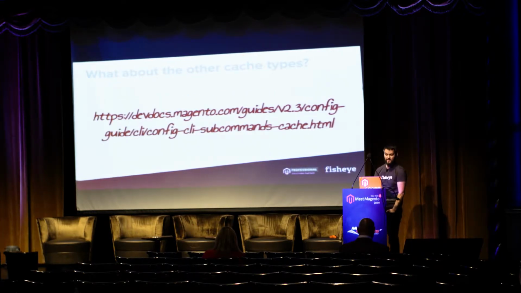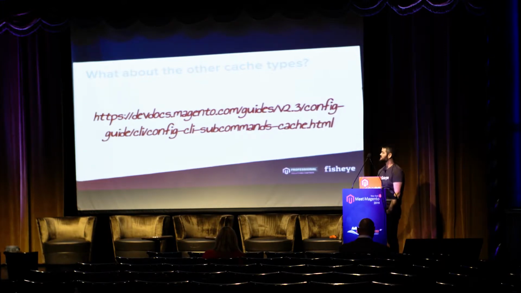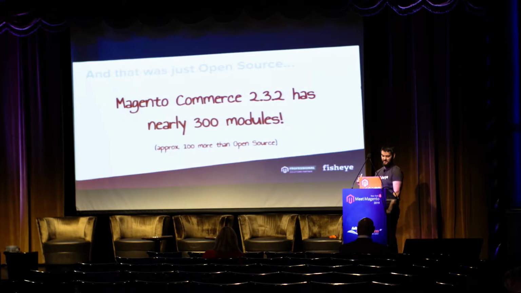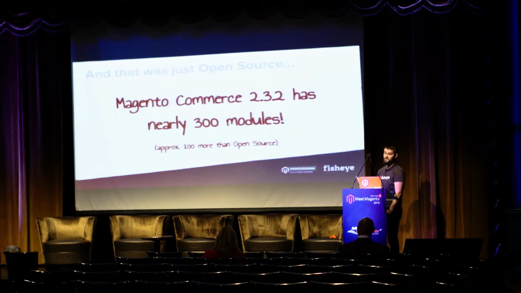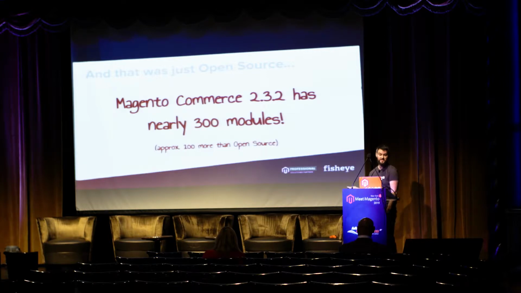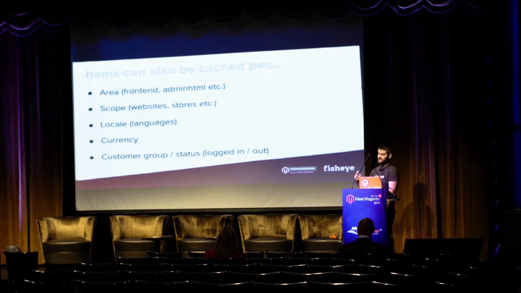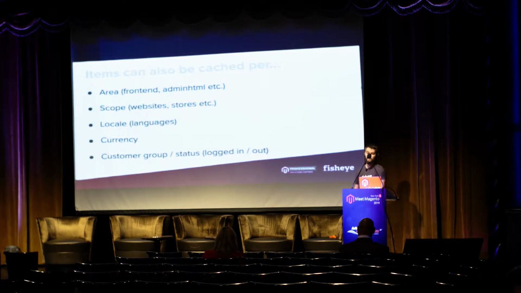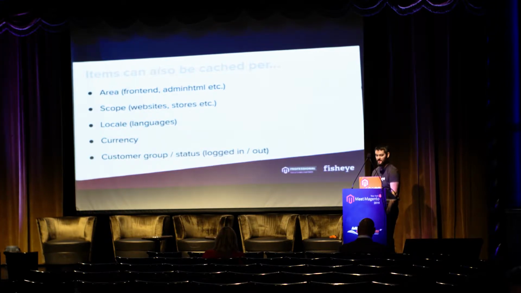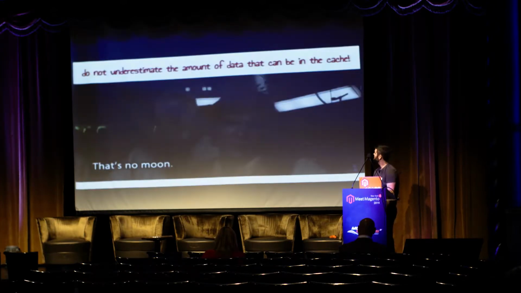If you want to know any more about any of the other cache types, I recommend just having a look at Magento's dev docs. Bear in mind all the information I just gave you there was about Magento open source, so Magento Commerce has another 100 modules on top, so there's even more things, files, etc. to cache. And as well as the different data types Magento caches, you've also got to bear in mind Magento's architecture, so things can be cached per area, per scope, if you've got a multi-store Magento instance, then things are cached per stores, per websites. Same goes for languages, currency, and even customer groups, especially whether you're logged in and logged out. So the point I'm trying to make is never underestimate the amount of data that can be in a cache at any one time.